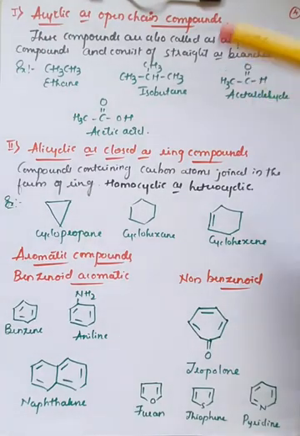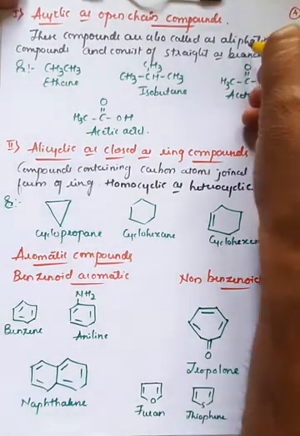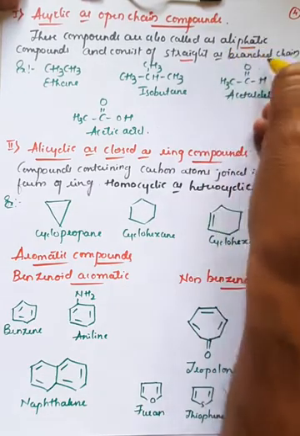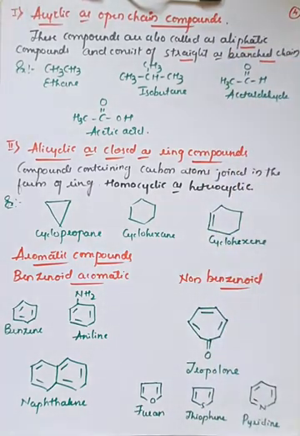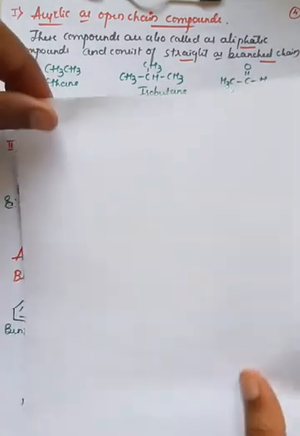If we go for the acyclic or open chain compounds, these are also called aliphatic compounds, which consist of a straight chain or may be in the form of a branched chain, right? So the molecular arrangement or the carbon chain may be in the form of a straight chain or a branched chain. Acyclic, or open chain compound, means there is no closed arrangement of atoms. If you take carbon atoms, here we'll do the rough work.